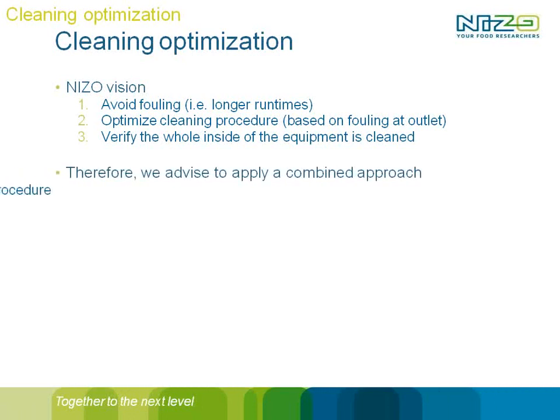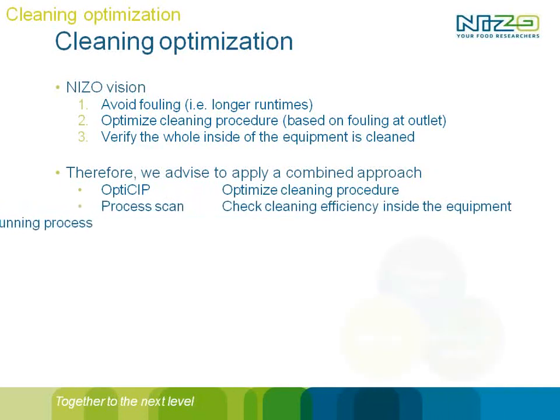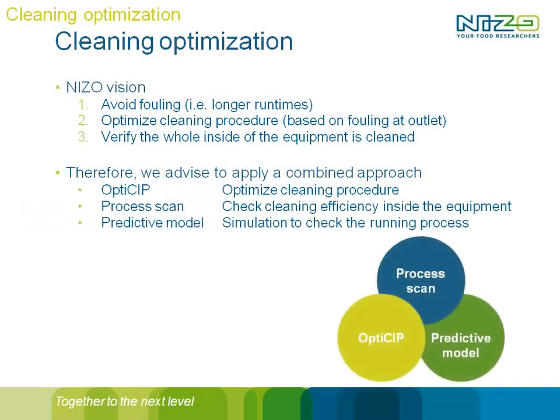So usually we advise to apply a combined approach consisting of, first of all, predictive models to simulate your process and to look whether your process is doing the right things, in essence, to avoid fouling. Secondly, OptiCIP, to improve the cleaning procedure itself. And third of all, always look inside your equipment, so do a process scan.